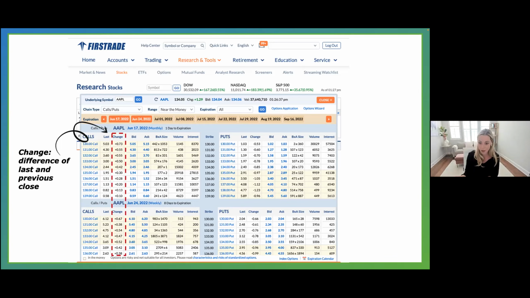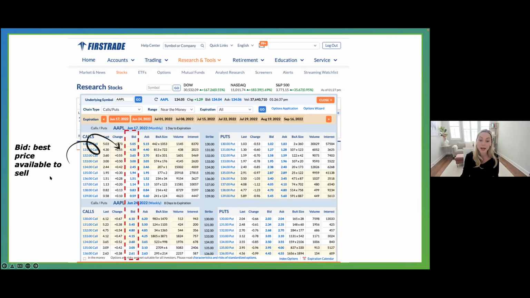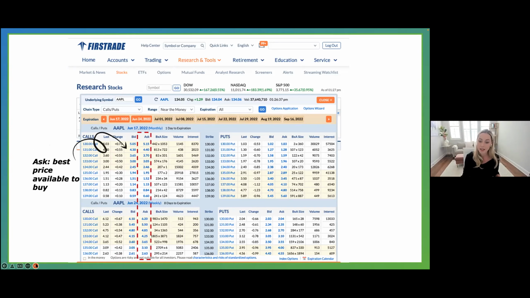But this is Apple that we're looking at, and for this example, that tends to be fairly liquid. The bid is the best price available to sell. So if you were selling, generally the market equivalent on a stock or an option would be executing right on the bid from the seller's perspective. So that's what the bid represents. And then the ask is the best price available for you to buy. So as the retail investor, we buy on the ask and we sell on the bid.